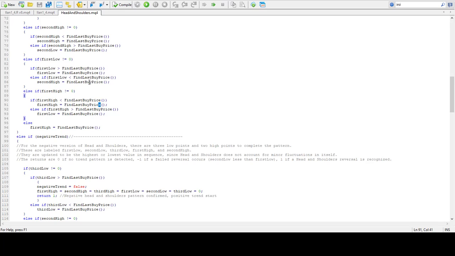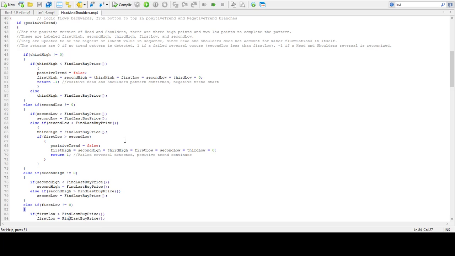The logic for these two is that in the case of first high, if it's less than find last buy price, that means the price keeps increasing, so we want to keep setting it to that until the price starts decreasing. That would be the first top in the head and shoulders pattern. For the first low, it keeps decreasing until it starts increasing, and that would be the first low. This repeats with second high, second low, and third high.